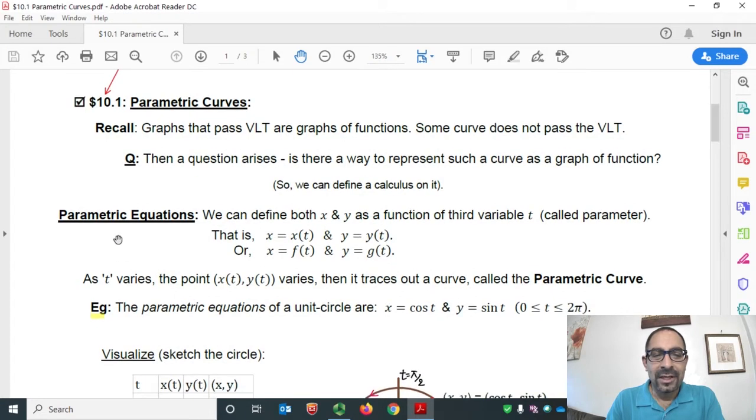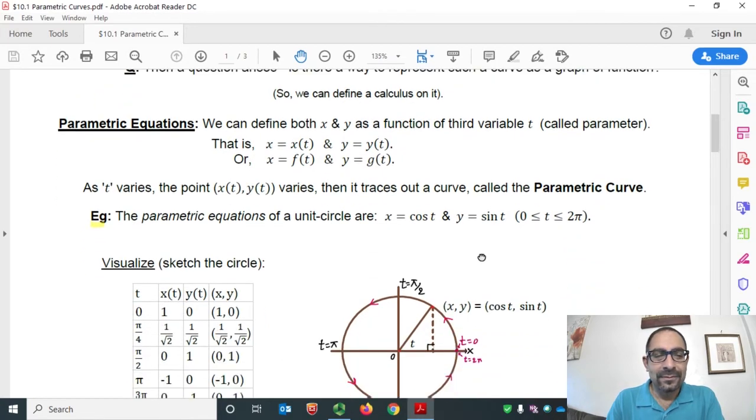So let me give you the definition of parametric equations. We can define both x and y as a function of a third variable t. We also call t a parameter. So x equals a function of t and y equals a function of t. As t varies, the point (x(t), y(t)) varies, then it traces out a curve called the parametric curve.